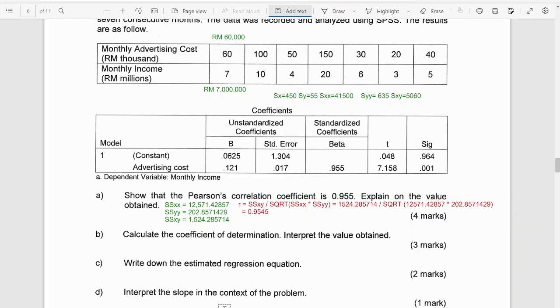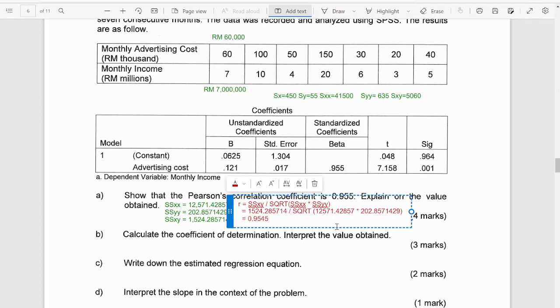Okay, so that is the value that you will receive. Okay, you akan dapat nilai ni lah. So this is the value that you receive. Okay, so that is the proof. So show that the Pearson correlation coefficient is 0.955. So 0.955 again. And then explain the value obtained.